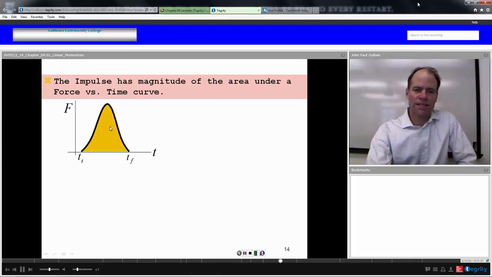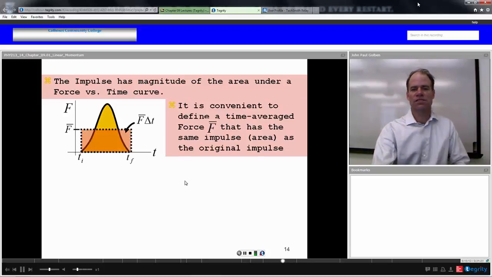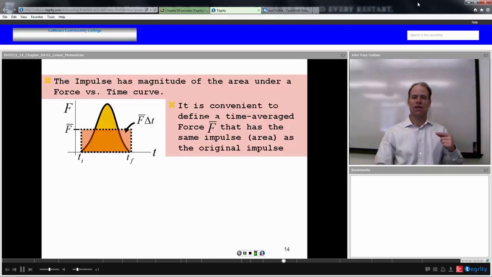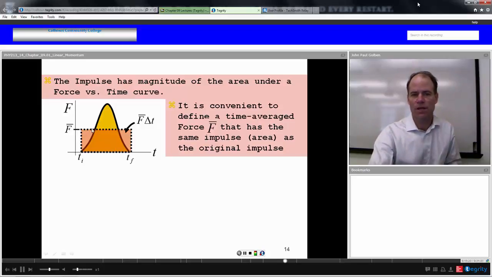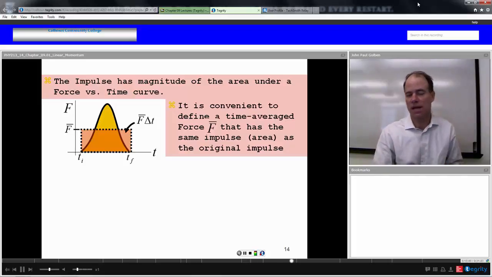We don't want to really deal with a varying force too much like this, but we do want to deal with impulse and change in momentum. So what we're going to do is select a time averaged force over the same time interval, but with a constant force through that interval, such that the area of this rectangle here is the same as the area of the original curve. That would mean that the impulse delivered by our time averaged force will be the same as the original impulse of this varying force. Cool. Because if we do that, then our basic results will still be the same.